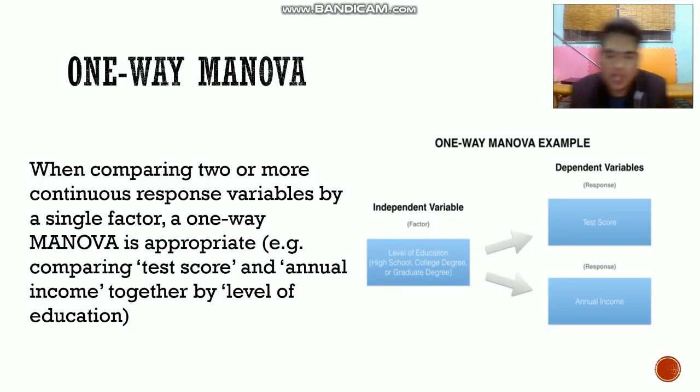Next, we will discuss the two main types of MANOVA. First type, we have the one-way MANOVA. When comparing two or more continuous response variables by a single factor, a one-way MANOVA is appropriate. For example, comparing test score and annual income together by level of education. In our illustration, we simply describe the definition of the one-way MANOVA. Here we have the independent variable, the factor of level of education, with three levels: high school, college degree, or graduate degree. It describes the two dependent variables, the test score and the annual income.